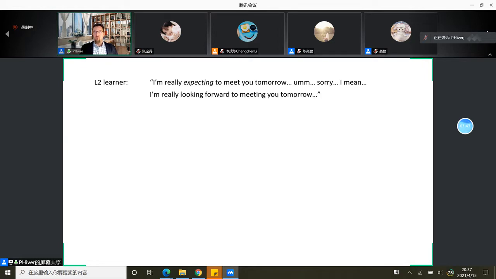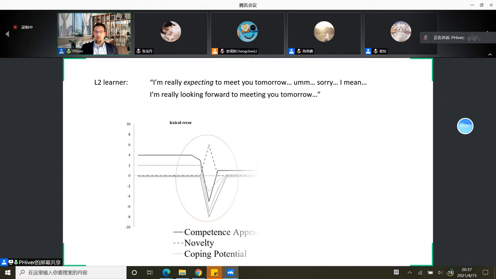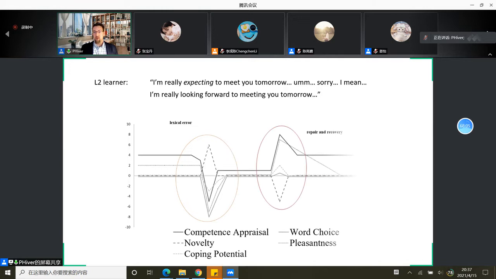So here's an example of what that looks like. Remember, this is step 1. The participant is asked to complete a speaking task, and as they do, you can see that there's a lexical repair in their speech. "I'm really expecting to meet you tomorrow. Sorry, I mean, I'm really looking forward to meeting you tomorrow."